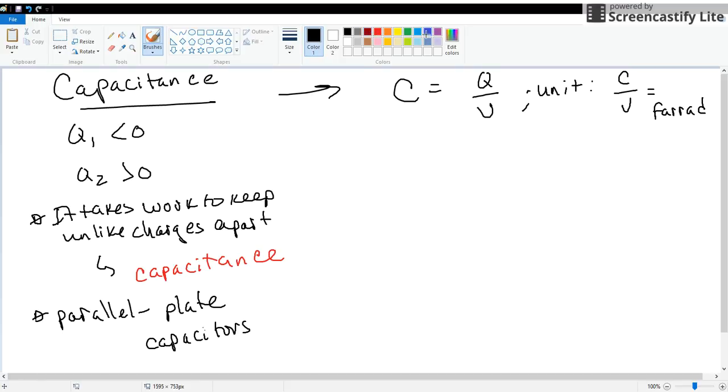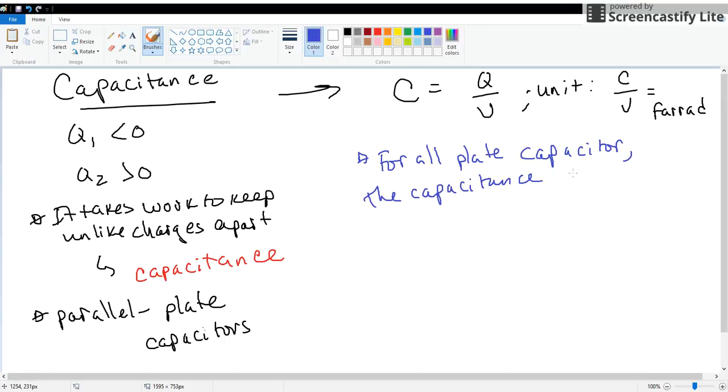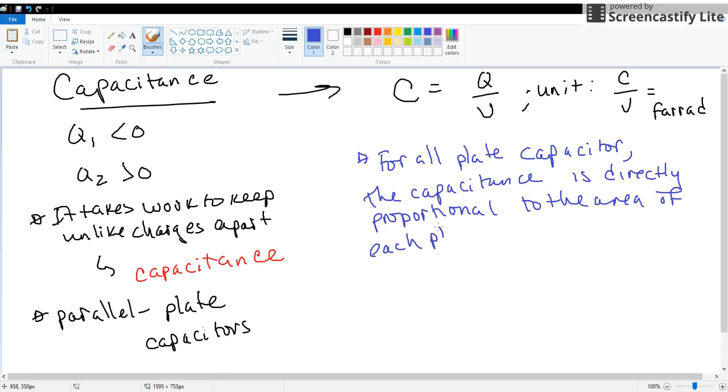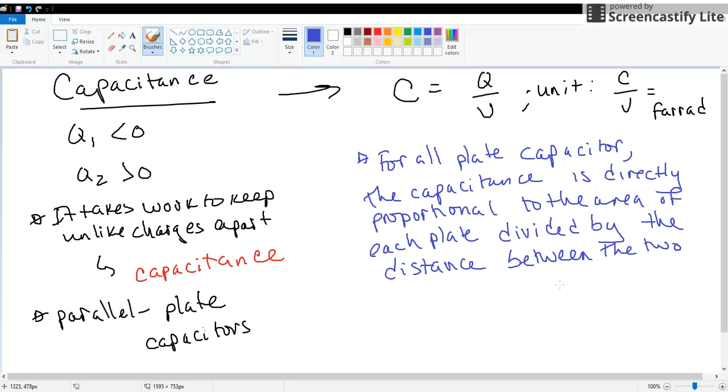I just mentioned parallel plate capacitors, and for a parallel plate capacitor, the capacitance is directly proportional to the area of each plate divided by the distance between the two plates.